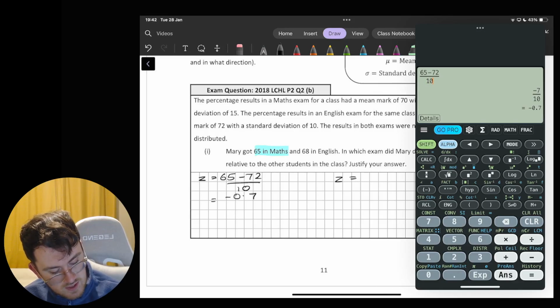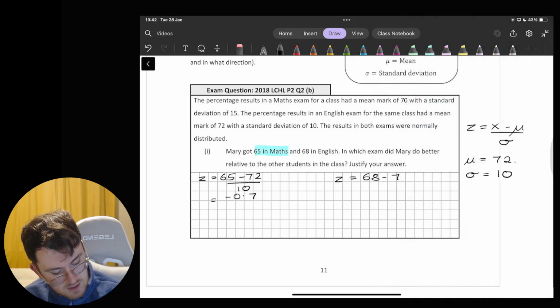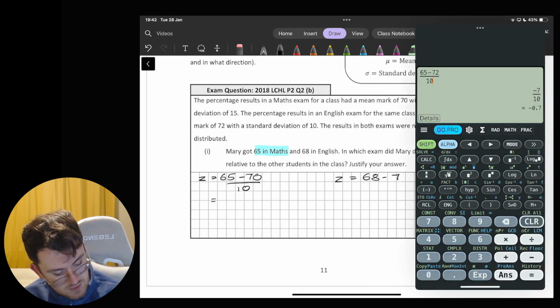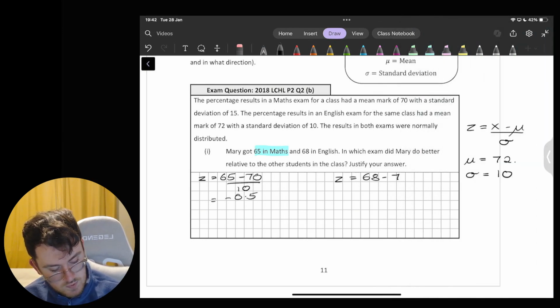Let's look at her other value in English, 68 minus 70. Or excuse me, that should be 70 there for maths. Sorry, I'm looking at the two differently. So that'd be minus 5 over 10. Excuse me, 0.5. And then looking at the 72, of course, goes with English there.